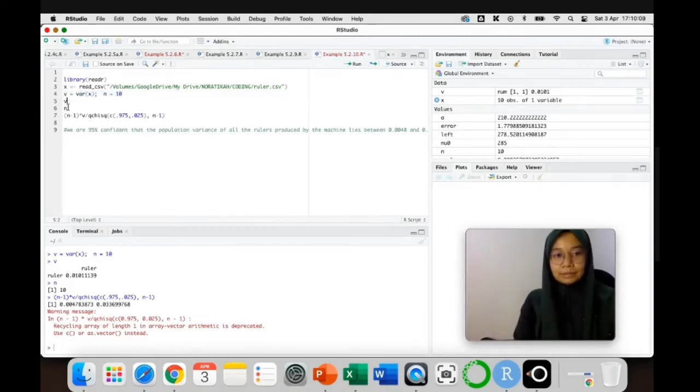Ini saya nak keluarkan dia punya variance dengan dia punya N. Okay, and then these are the formula for the lower boundary and the upper boundary. So you can ignore the message here, the warning message. You still get the lower boundary and the upper boundary.